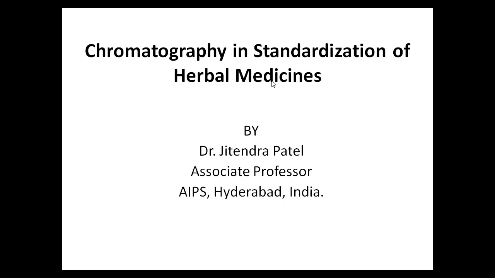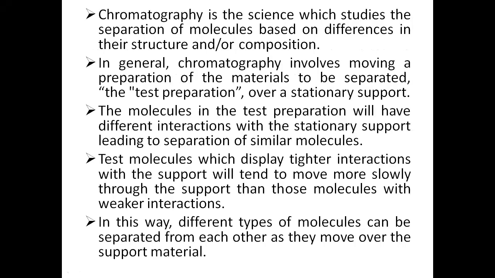So when we talk about the simplest definition, chromatography is the science which studies the separation of molecules based on the differences in their structure and composition, right? There may be tropane alkaloid, indole alkaloid, imidazole alkaloid, purine alkaloid. What is the type of alkaloid, what structure is it going to have, and what is the composition? They differ because each and every component has a different affinity, right? That's what you can see here in the second line.